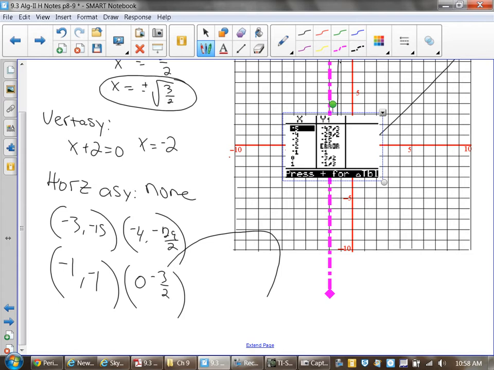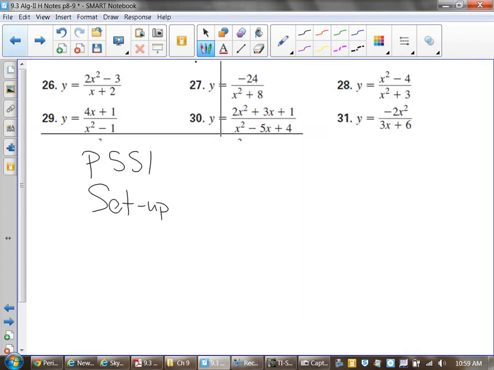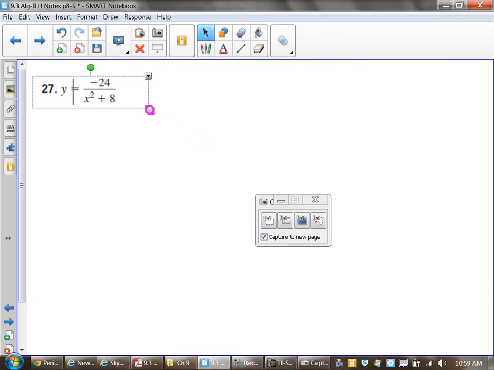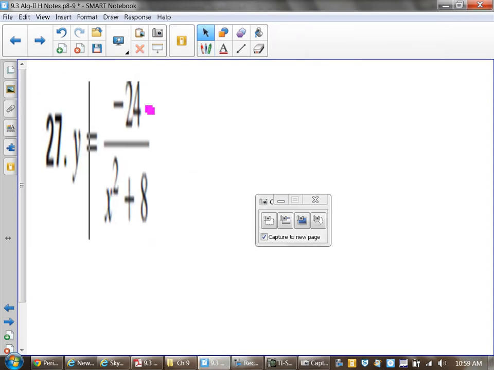What I want you guys to be able to do is identify all the important bits and pieces of that. That's why I was saying, what's your x-intercept, what's your vertical asymptote, horizontal asymptote, things like that. Okay? Let's look at the next one. No, we're just doing the setups. Like I'm showing you today, we're going to start looking at how we would continue to graph because that's what we're going to be doing tonight.